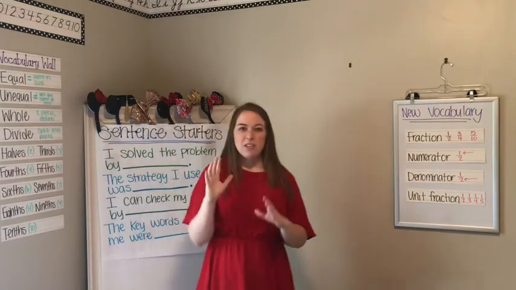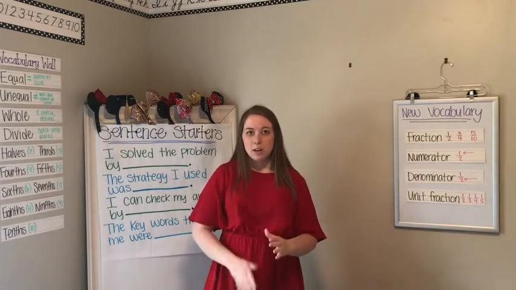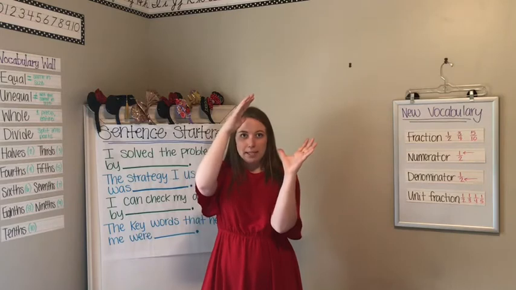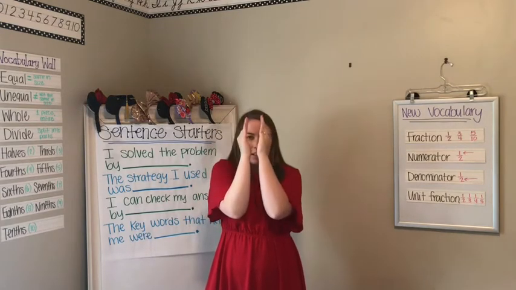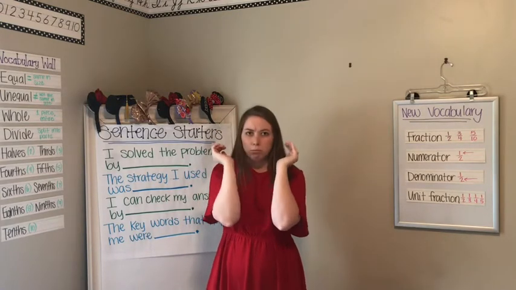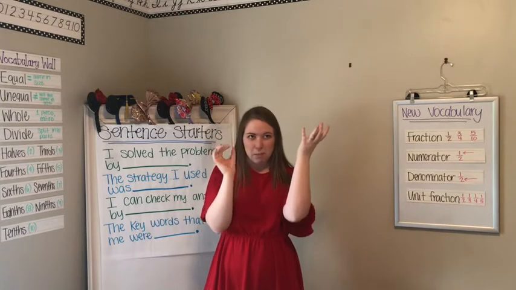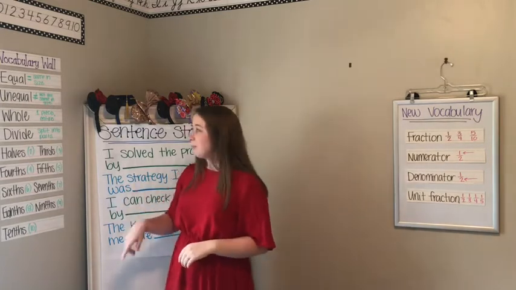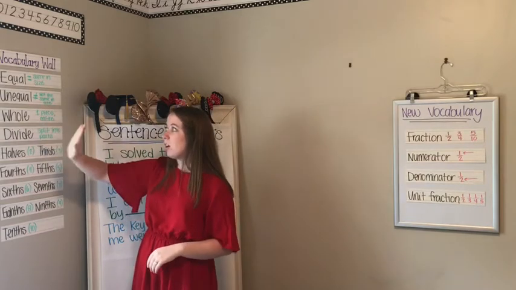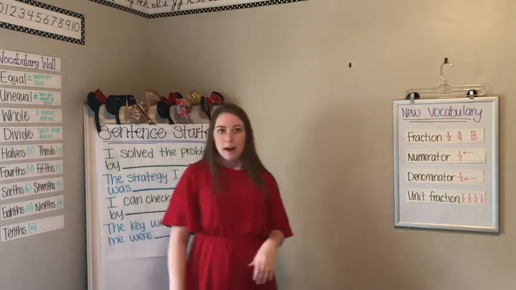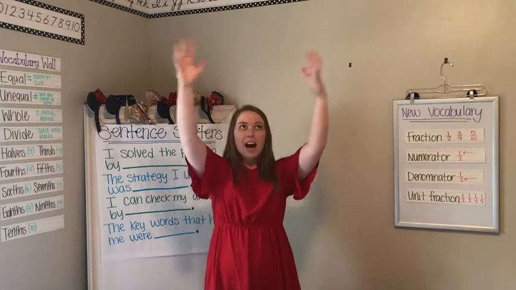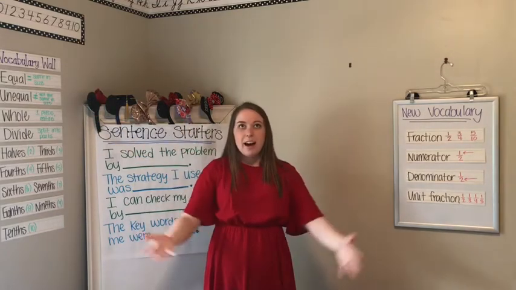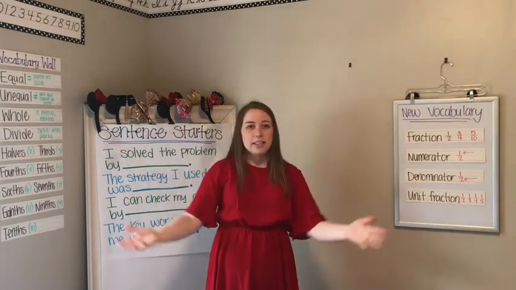Unequal means that they are not the same size. So we had a really big piece of a section and a little bitty piece. So were those pieces equal if one's really big and one's really small? Nope. That means unequal. And then we have whole. So that means we're talking about the entirety of something. The entire object, the entire thing.